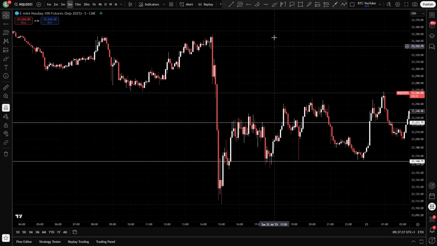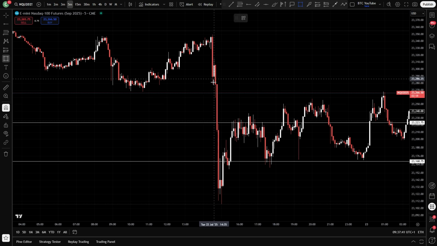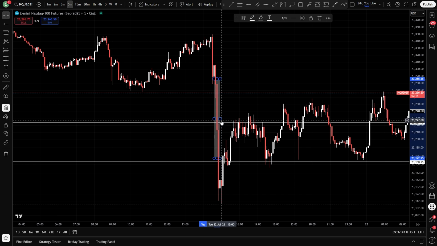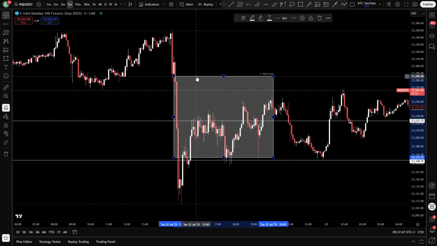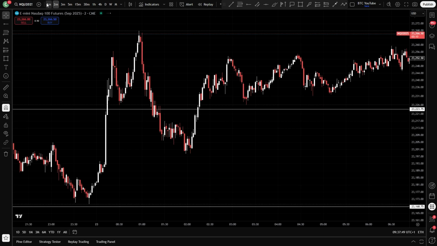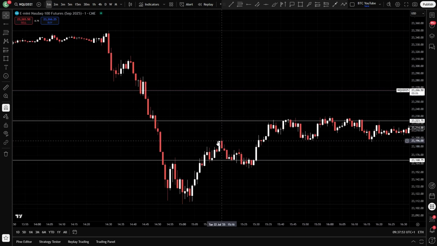The problem with this is there were no real fair value gaps that were worth taking, because look at the size of this fair value gap. This is pretty ridiculously huge. On the 5 minute, it was absolutely monstrously big. And to be honest, there weren't really any good entries after this huge move to the downside here.